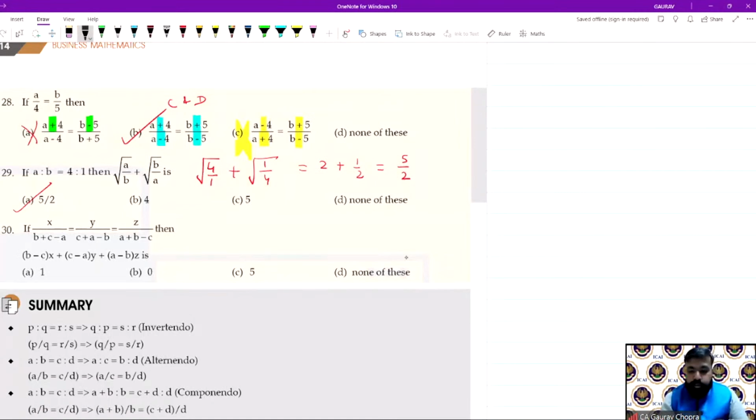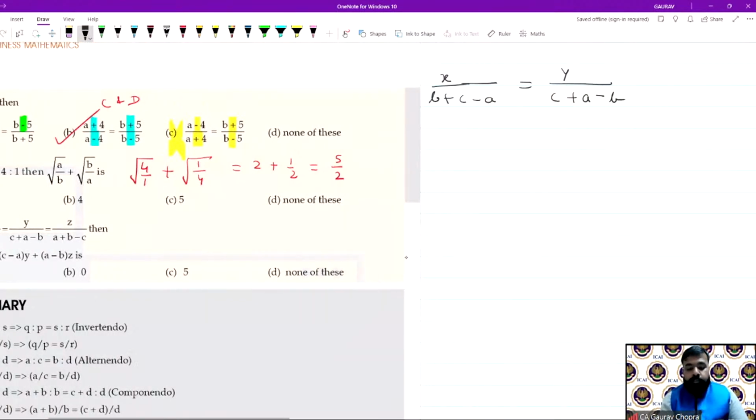Just we can solve here. So what is given? X upon B plus C minus A equal to Y upon C plus A minus B equal to Z upon A plus B minus C. Okay. This is the given situation.